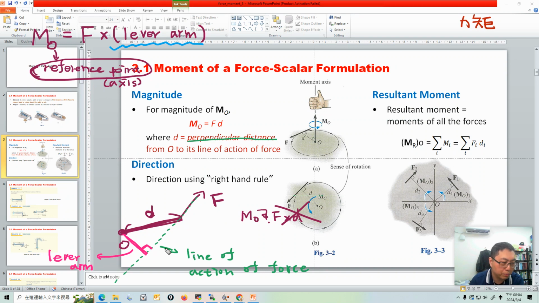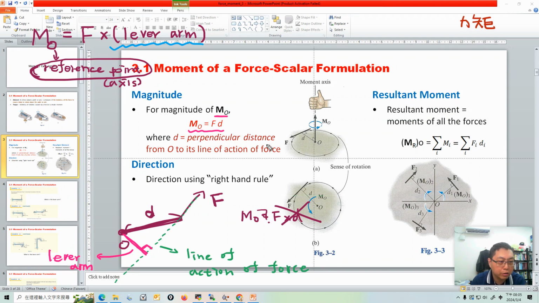So just be careful. The lever arm is the perpendicular distance from O to the line of action of the force. This is a very important concept, and we will use it a lot in later calculations. Also, moment is a vector. From this formula, maybe you will say it doesn't look like a vector, but actually it is a vector, F times D. We will talk about this later.